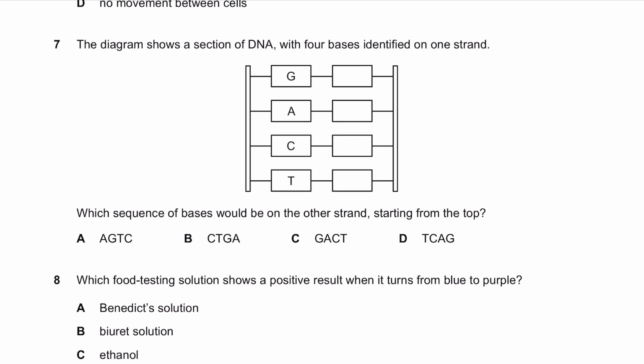Question 7. The diagram shows a section of DNA with 4 bases identified on one strand. Which sequence of bases would be on the other strand starting from the top? Oh, you have to memorize these pairs. A is with T and G is with C. G, then C, A, T, C, G, T, A. C, T, G, A. Easy mark.